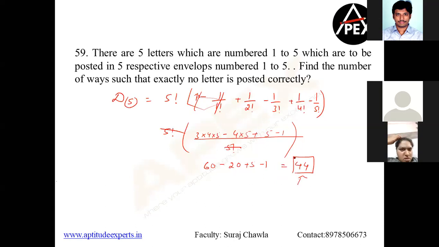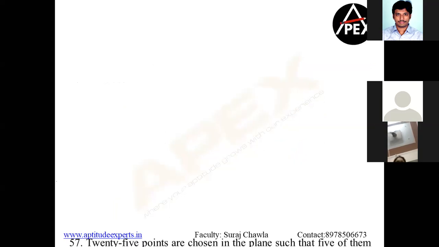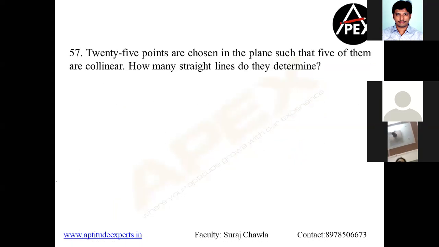We are going to de-arrangement of 5 terms. No letter is posted correctly is different from all the letters are posted incorrectly. Okay. So this completes your de-arrangement concept. Clear? So can we look at the last application for the day? Can we look at this question, please?